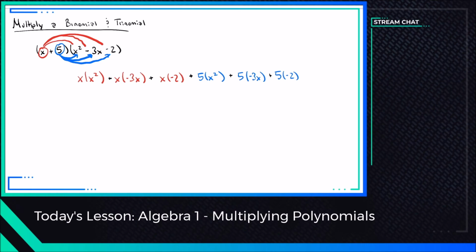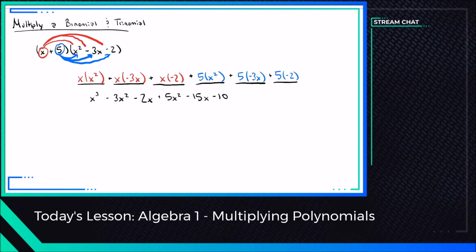So an x multiplied by an x squared is going to be an x cubed. A negative 3x multiplied by an x is going to be a negative 3x squared. An x multiplied by negative 2 is going to be a negative 2x. 5 multiplied by x squared is going to be a positive 5x squared. 5 multiplied by a negative 3x is going to be a negative 15x. And 5 multiplied by a negative 2 is going to be a negative 10.